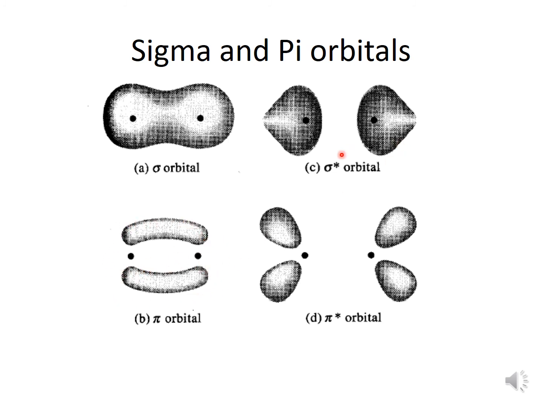And this is C, the sigma star orbital. Here you can see that the shape is different compared to the sigma orbital. This is very contrary to the sigma orbital. And this is pi star. You see that the orbital is repulsed and different compared to the pi orbital.